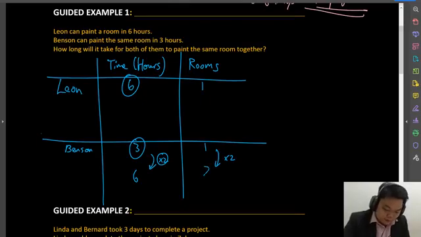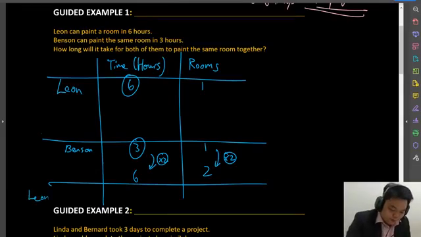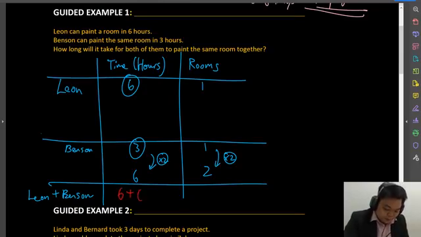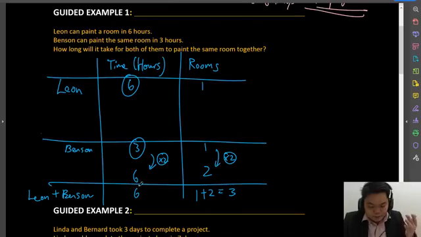So when we have this, and both of them are to work together, if we have both Leon and Benson working together, what's going to happen? So here is one confusion alert I want to point out. What some students think will happen is that this should be 6 plus 6. No, they are working together in parallel time. So in that same 6 hours that they are working together, Leon will be painting 1 room and Benson will be painting 2 rooms. So the total amount of rooms that they will be painting in 6 hours will be 3. Correct?